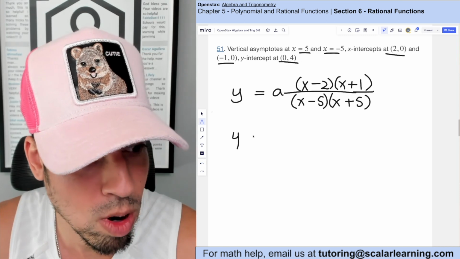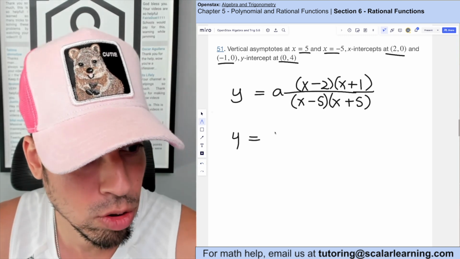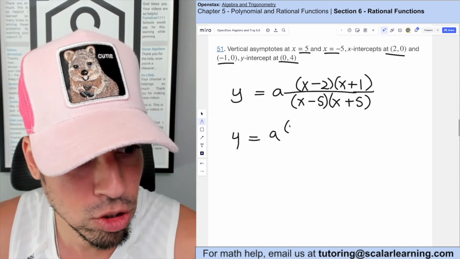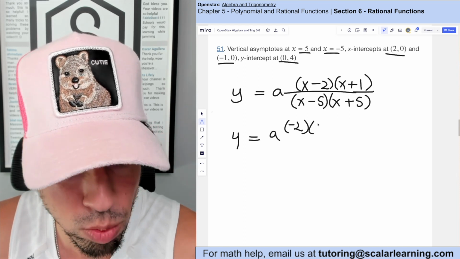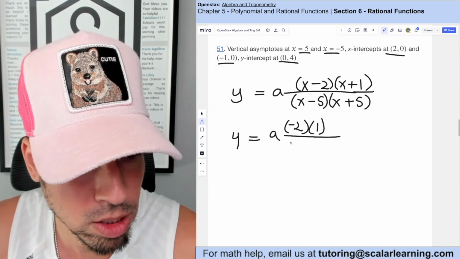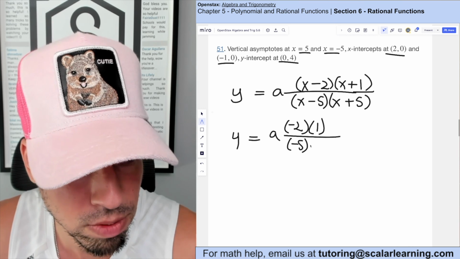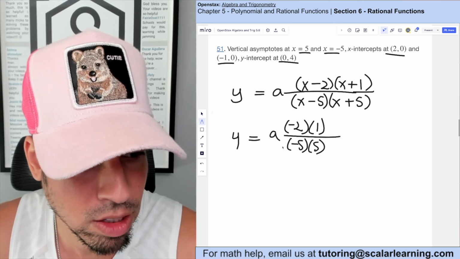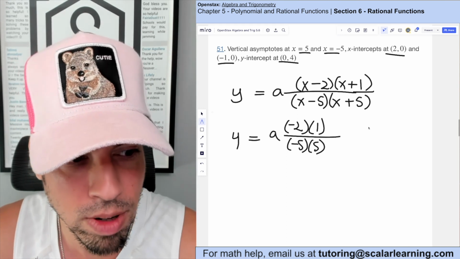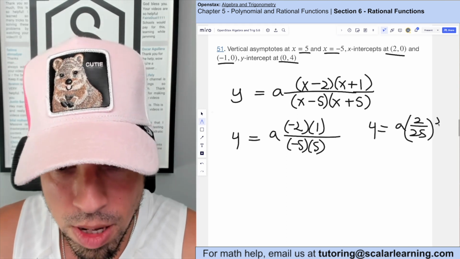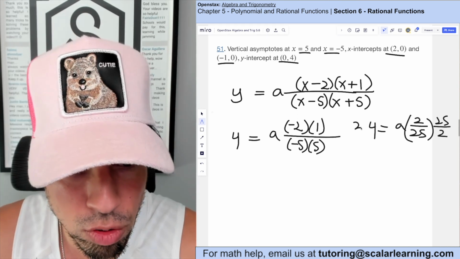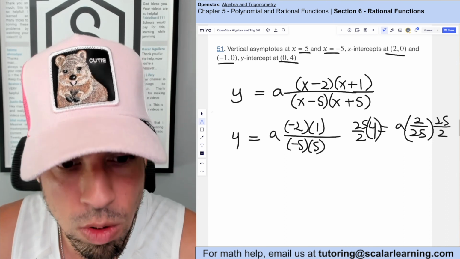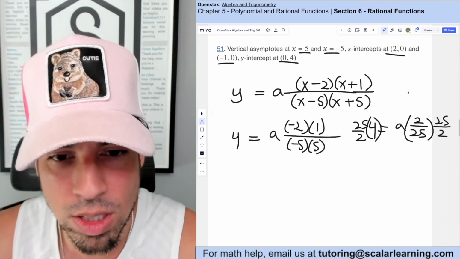So when y equals 4, x is 0, which means we have on top 0 minus 2, which is negative 2, 0 plus 1, which is 1, over 0 minus 5, which is negative 5, 0 plus 5, which is 5. And then we get negative 2 over negative 25, which is just 2 over 25. To solve for this, we multiply by the reciprocal, 25 over 2, like so. 4 times 25 is 100, divided by 2 is 50.